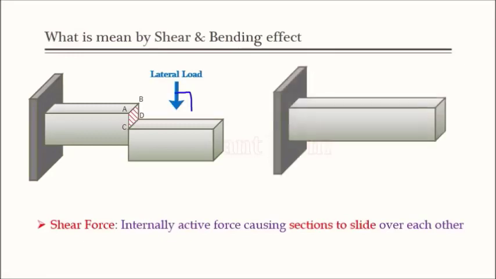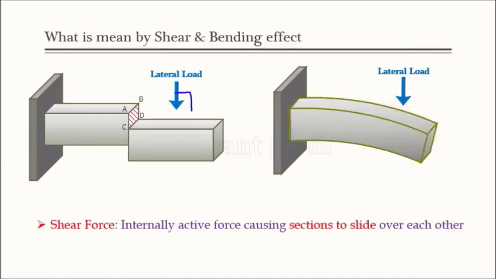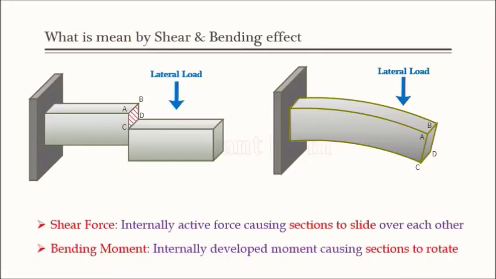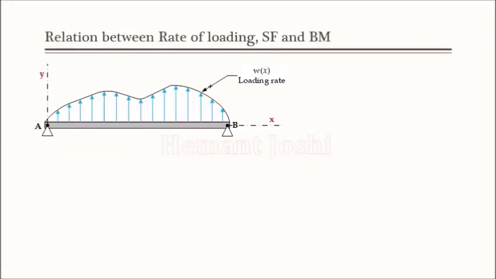Now let us consider same member subjected to same lateral force, but now the effect is different. The second effect may be something like this. Now observe that here the member bends, and whenever any member bends, the portion ABCD, this particular section, is rotated. Initially you observe here it is in vertical plane, but now here it is inclined. So that inclined effect or rotation effect of the section, that is called as bending action. So bending moment is nothing but internally developed moment causing sections to rotate.